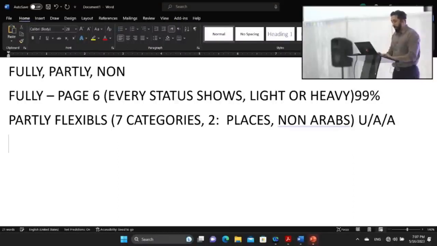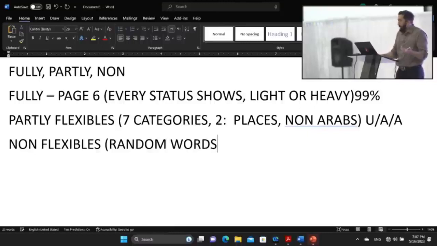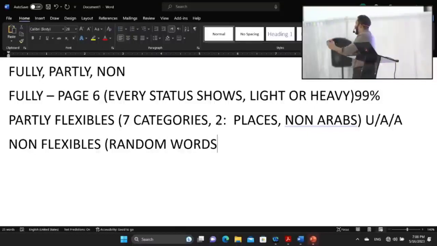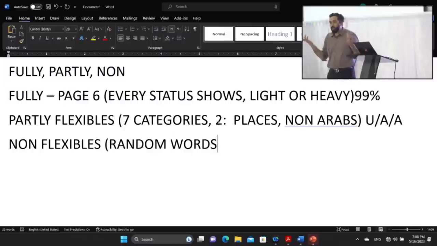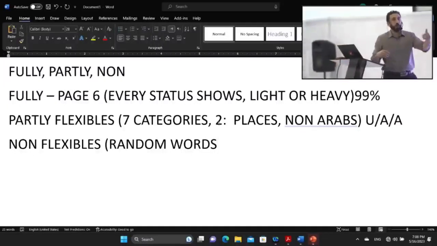Okay. Now, then there's non-flexibles. Okay, I mistyped here. Okay, non-flexibles are random words, so I cannot give you categories. At least I was able to give you for partly flexibles, okay, it's going to be places, and it's going to be non-Arabs, and 5 other categories. Non-flexibles, it's just the Arabs decided some words are non-flexible. We didn't really have a say, or you can try to discover each case why it is like that.